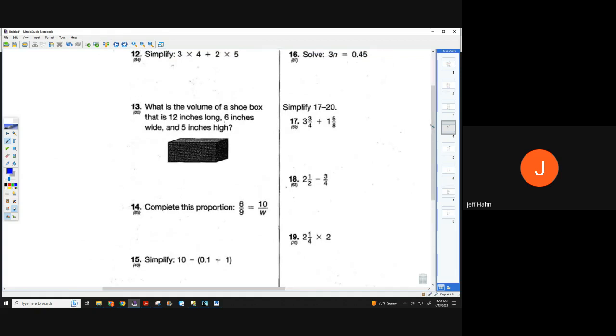What do you need to know about volume? What is the volume of any rectangular prism or a shoebox? Yep, length times width times height. Basically, you are just multiplying the three dimensions they give you together. 12 times 5 times 6. Remember, you can multiply in any order, so I'd probably multiply the 5 times 6 together first. And 30 times 12 is 360.